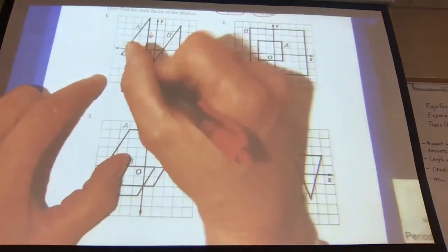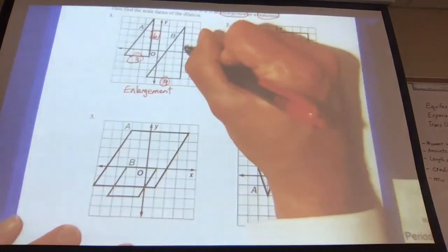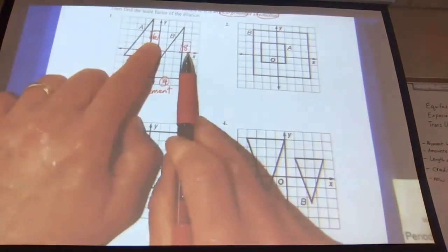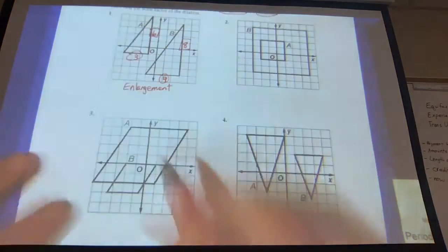Now, when you look at your corresponding sides, we've got 3 to 4 here. We've got 6 to 8 here. It doesn't matter which one you pick. They're both the same. I'm going to go with the 6 and the 8. Our ratio, scale factor, from one side to the other would be 6 to 8.